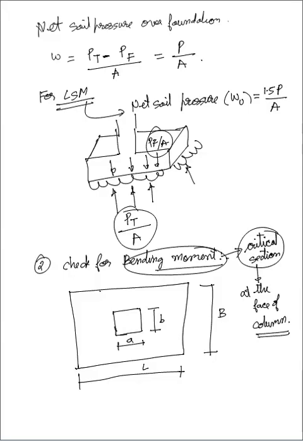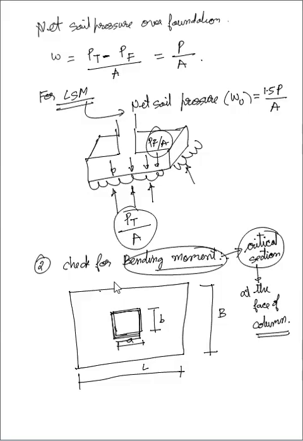So what is the boundary of column? Where is the boundary of column? This is your boundary of column. See, this is your boundary of column. Okay, let me change the color. So suppose face of the column, I am taking the critical section.